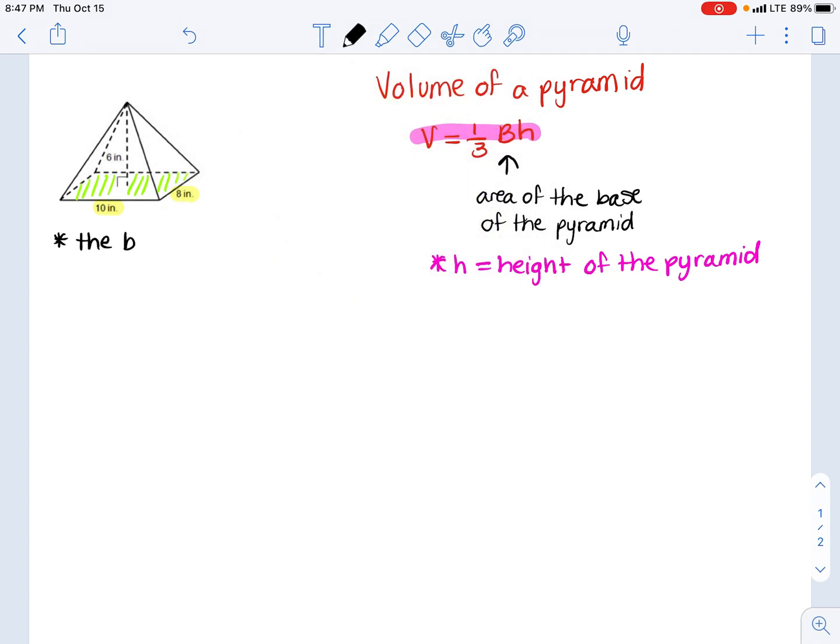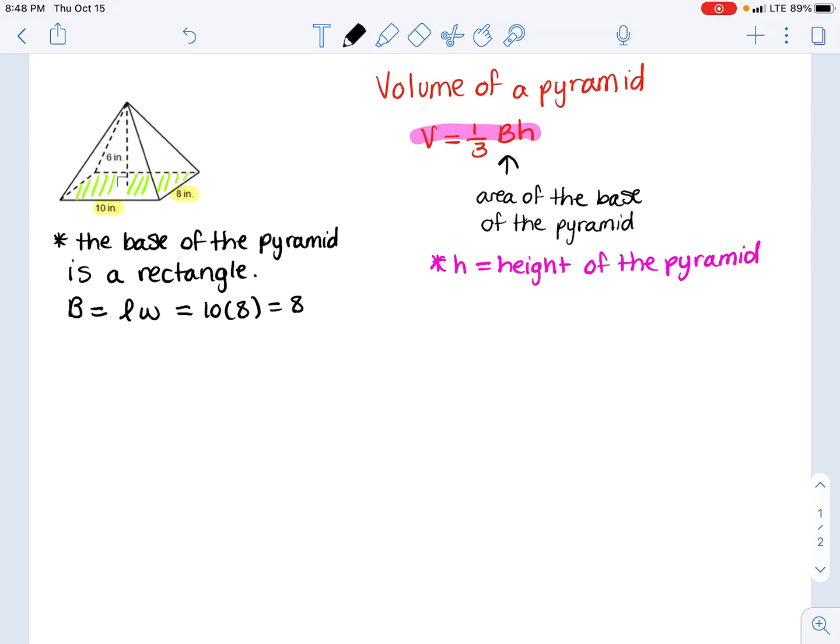So the base of the pyramid is a rectangle. Then my big B is equal to length times width, which in this case is 10 times 8, which is 80, because again, the big B means the area of the base of the pyramid. Since the base is a rectangle, my big B is equal to length times width, and I'm given that my length and width are 10 and 8. I just plug in and get that the area of the base of the pyramid is 80.